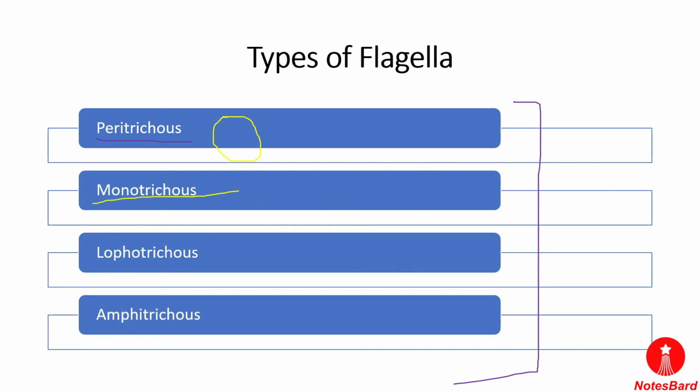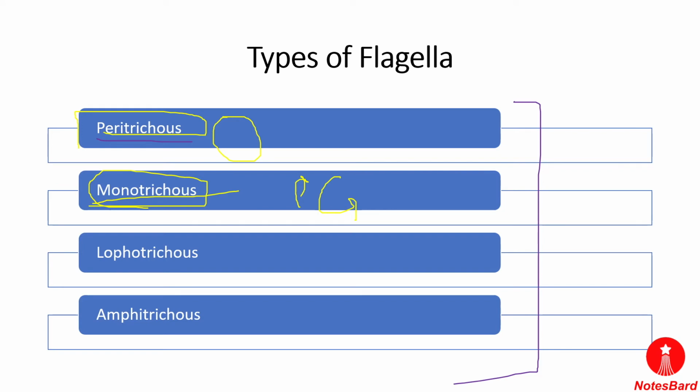Next is monotrichous. Mono means there is a single flagellum at one end or the other, so these are known as polar flagella. We discussed that the previous type was non-polar, but monotrichous is polar, and these flagella can rotate clockwise as well as anti-clockwise, so they rotate in both directions.